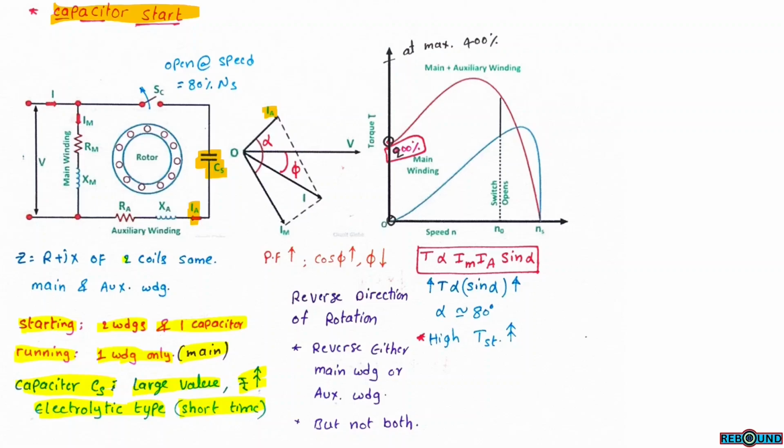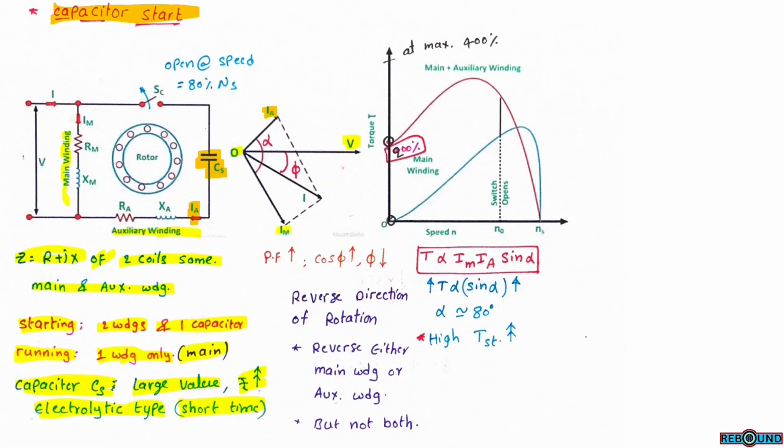So there are two coils. One is the main winding, the second one is the auxiliary winding. R plus jX, which is the impedance of each coil, can be calculated separately. So from these features, we can draw the vector diagram. We are taking the supply voltage as reference.